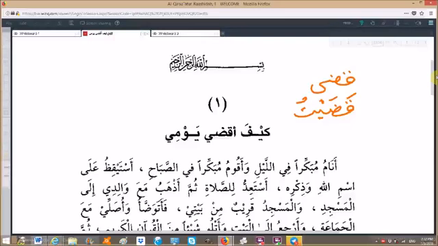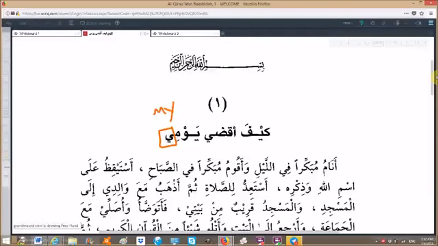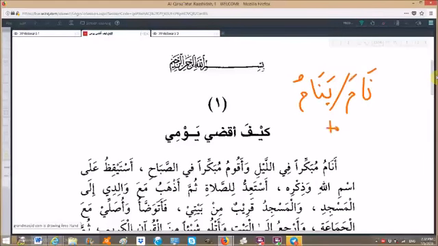Kayfa aqdi yomi, we all know the word yom, meaning day, right? Yomi with the ya at the end, the ya nisbiya meaning my, right? How do I spend my day, or how I spend my day? So he says, anamu mubakkiran. Anamu from nama, nama yanamu, to sleep. We all know the word la ta'khudhu sanatun wala nawm, sleep. Nawm, sleep. So anamu, just like we had yaqdi became aqdi, yanamu becomes anamu, I sleep.